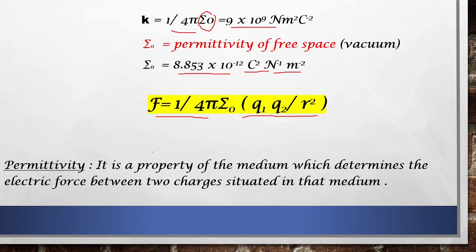Now let's look into what permittivity is. It is the property of the medium which determines the electric force between two charges situated in that medium. Here we have considered that Q1 and Q2 are situated in free space, so we took epsilon 0, the permittivity of free space.